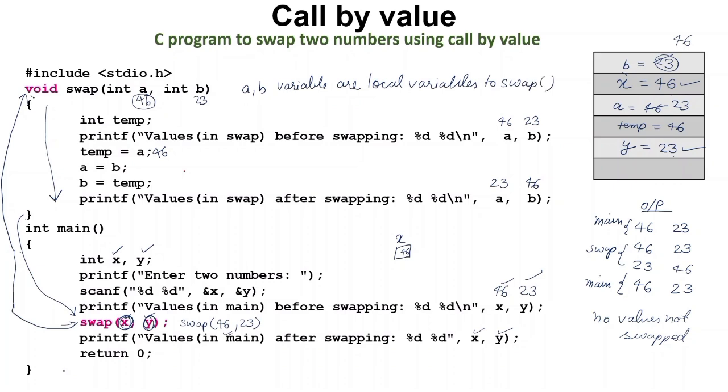And we are also not returning any value. See, this is void. Alright. We are not returning any value. Any value is not stored out of this function. So the values are not swapped when we pass the value using call by value.